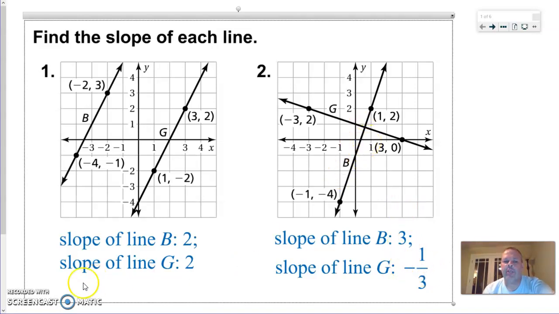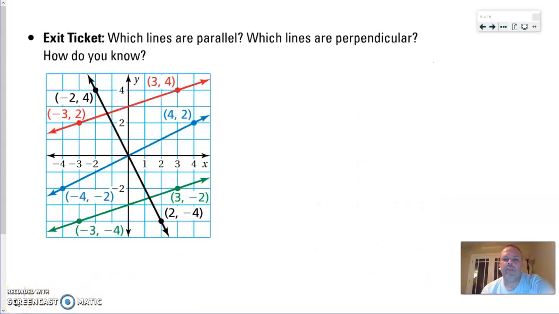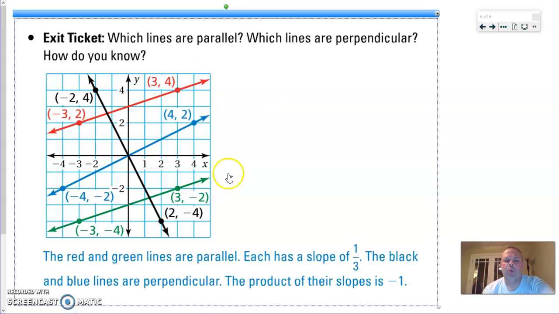These two are perpendicular. Which of these lines are parallel? Which of these lines are perpendicular? Well, again, the first thing that you'll have to do, you can probably tell that these two are probably going to be the parallel lines because this one looks like it's a little bit crooked. But again, finding the slopes, we know that the red and the green are parallel. Each has a slope of 1/3. Again, up 1, 2 over 1, 2, 3, 4, 5, 6. Up 1, 2 over 6.